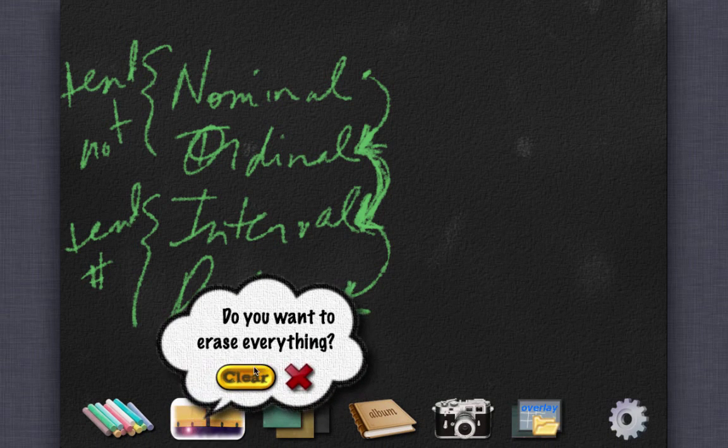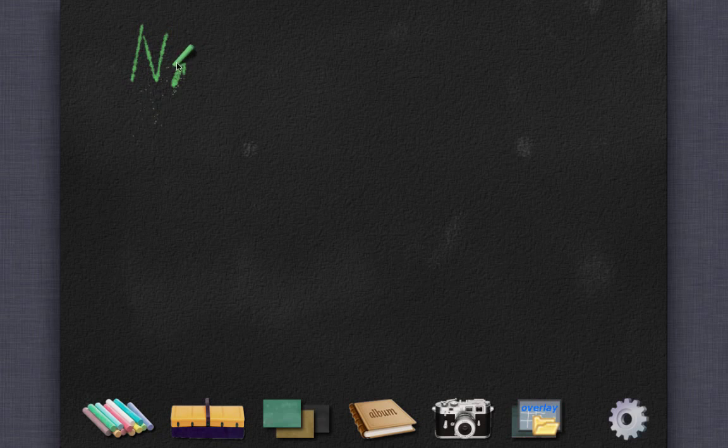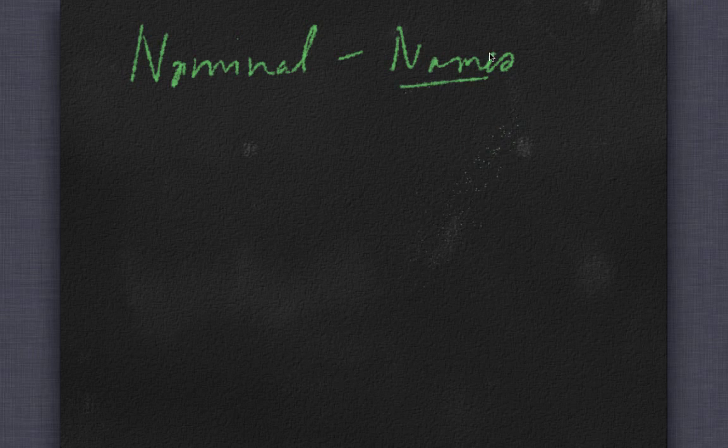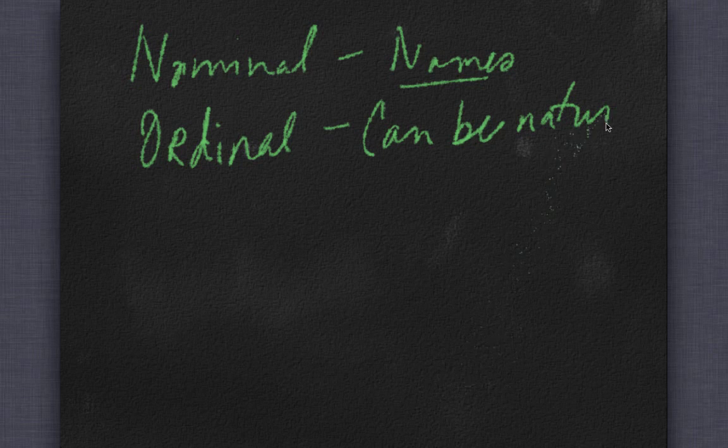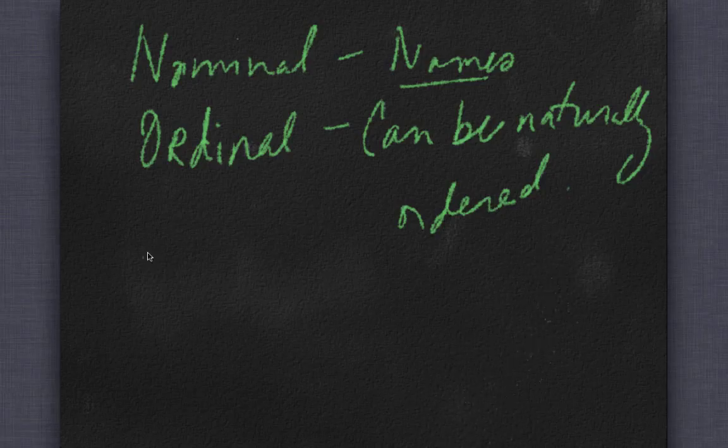So nominal means that it names it. That's it. It just is a name. It's a category. It's a label. After you've figured out the name, you check for ordinal. Ordinal just means can be naturally ordered. There's some clear way that you have an increasing or decreasing set of labels. Then, if it can be ordered, you check if it's interval.